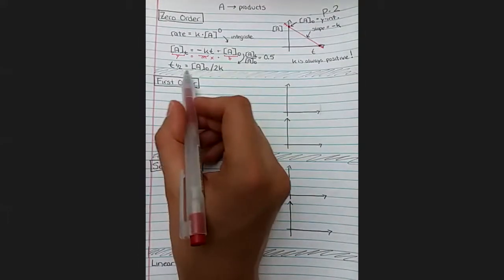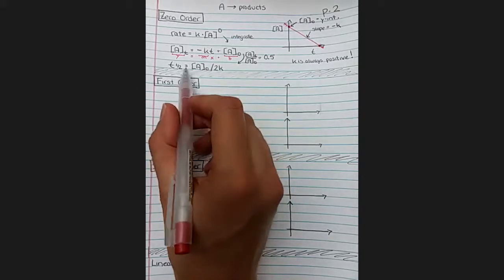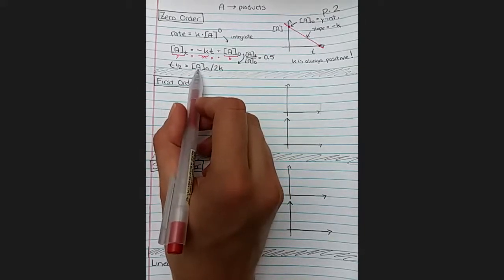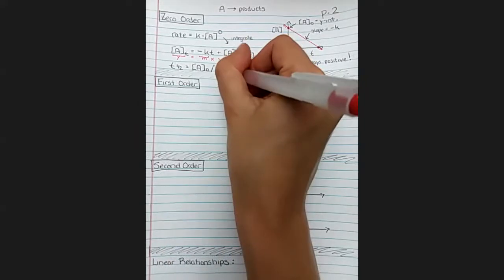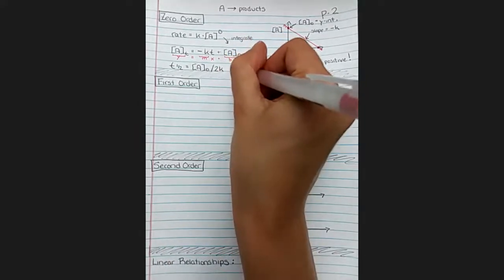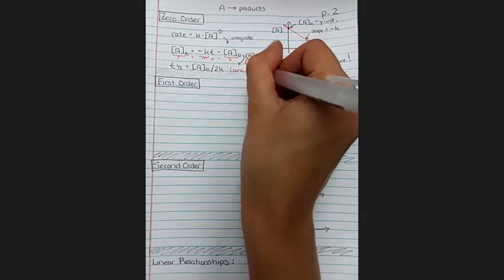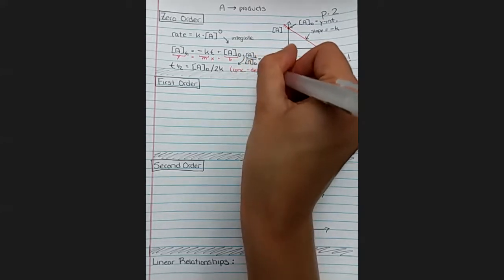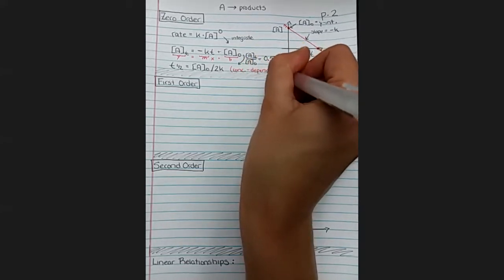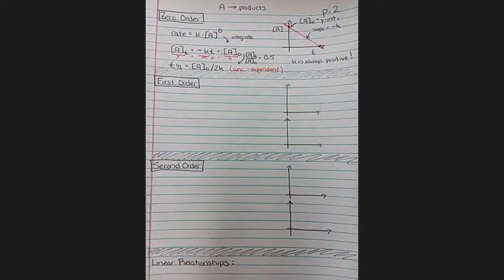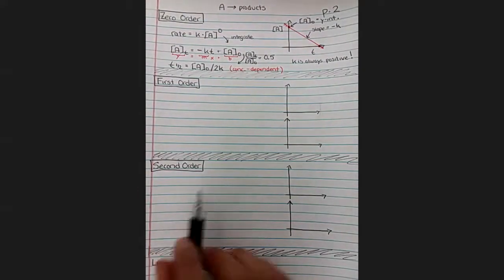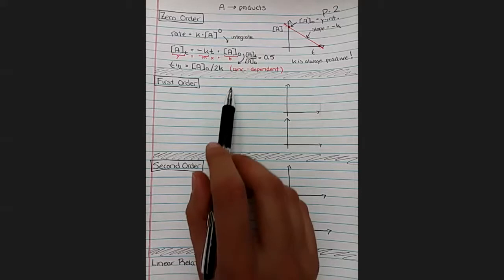And if we look at this, we'll notice something that's going to become relevant later. There is a concentration term inside this half-life. So this half-life is concentration dependent, meaning if we start with a different concentration, the half-life is going to be a different length of time. Okay, so that's the zero order, or the zeroth order.